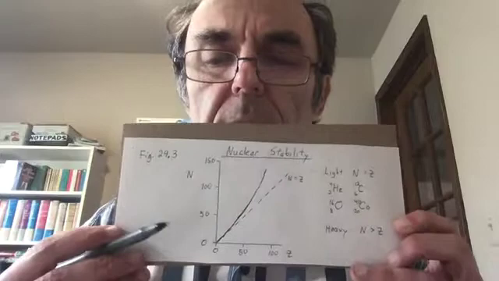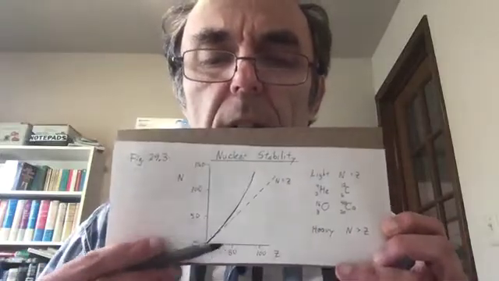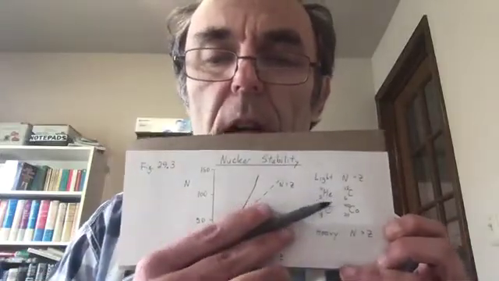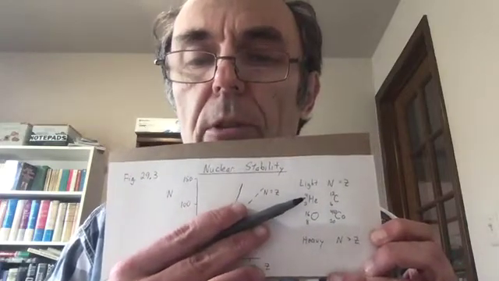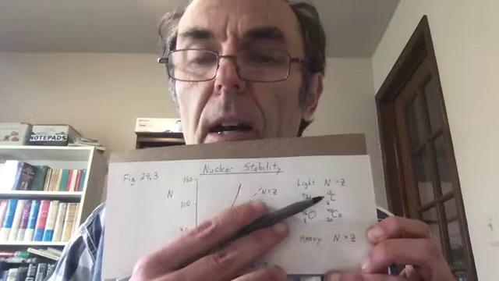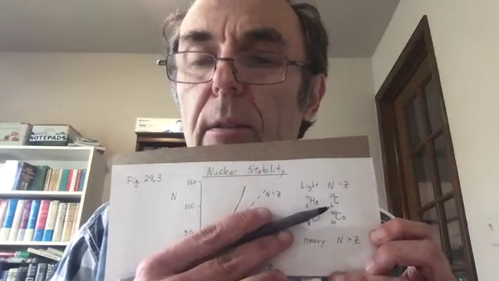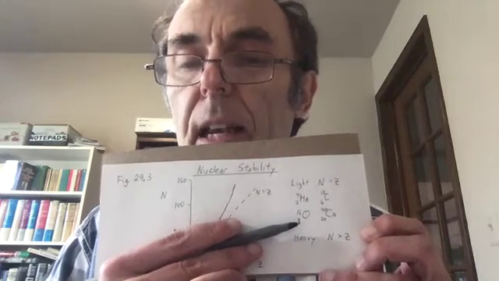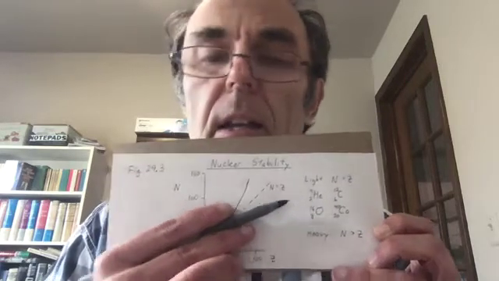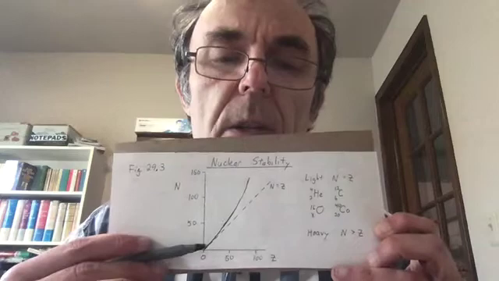So let's see some examples. Down here for the light nuclei, examples are, for instance, helium-4. Helium-4 has 2 protons and 2 neutrons. Carbon-12 has 6 protons and 6 neutrons. Oxygen-16, 8 protons, 8 neutrons. These lighter elements have equal numbers.